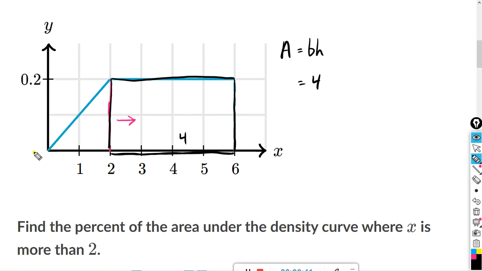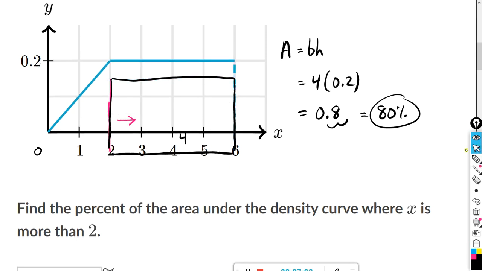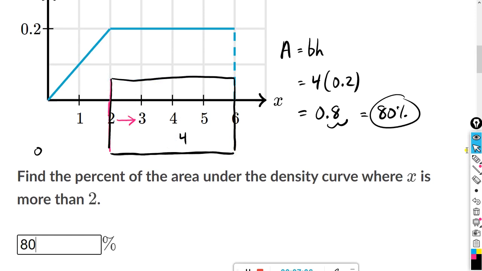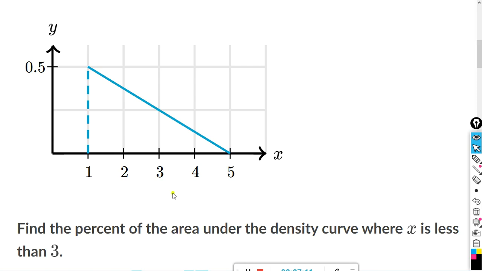And the height of the rectangle goes from 0 to 0.2. So the height is 0.2. Okay, 4 times 0.2 is 0.8. And moving the decimal over 2 places gives us 80%. All right, so it's 80%. So just remember the area under the whole curve is 1. Just find the new area and convert that decimal to percent, and that's basically it.